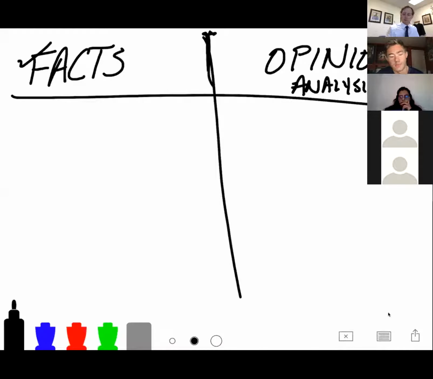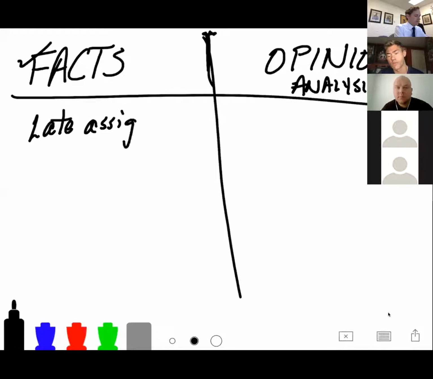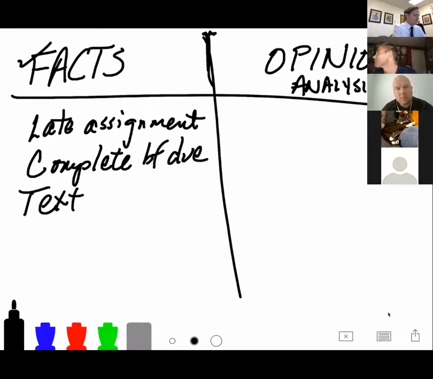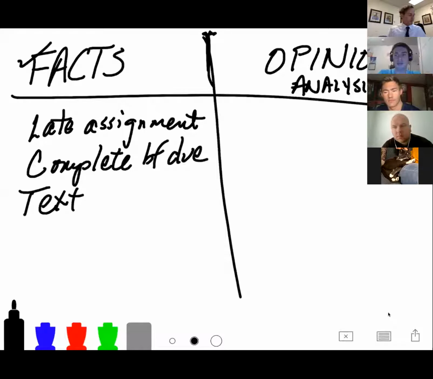I guess that she turned in the assignment late is a fact. Okay, so she turned in a late assignment. The assignment was completed. So it was complete before the due date, right? And that's important. She did receive a text. Say that again. She did receive a text. Yeah, a text from family members, her dad and brother. All right. What else? It was a group project. Yes, that's important. You'll see why.